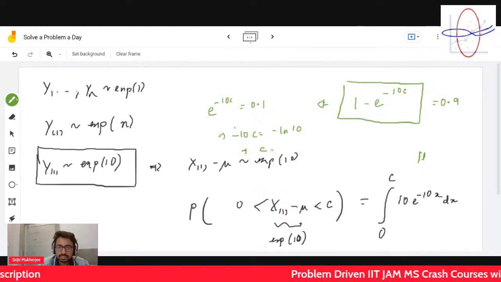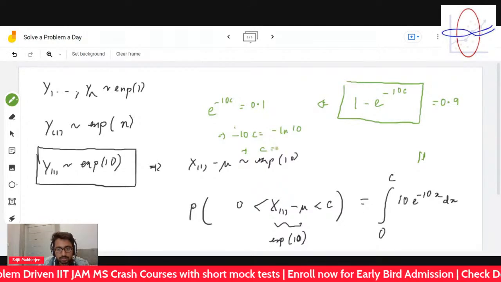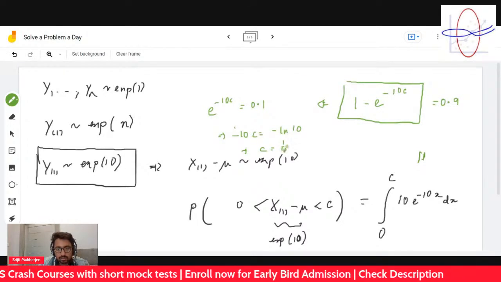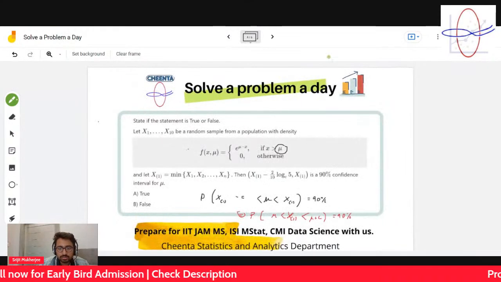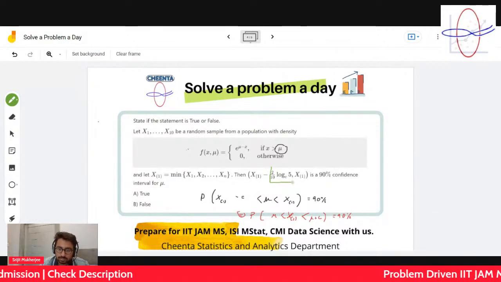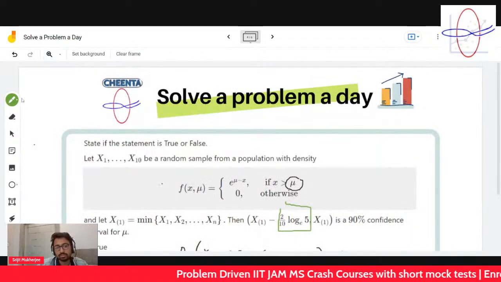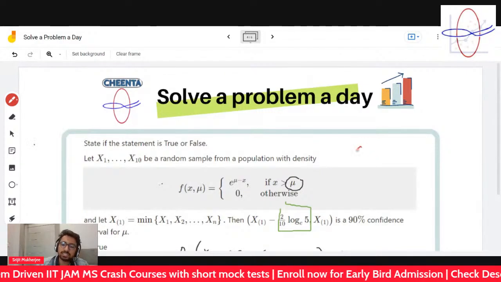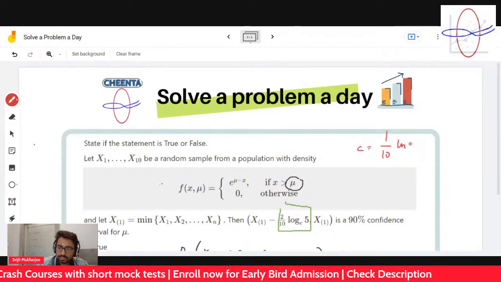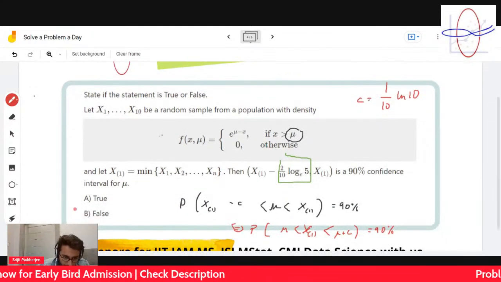So here c must be turning out to be 10 to the power 10. Oh no, sorry. C is turning out to be 1 by 10 of ln 10. Is it given over here? No, it's given something else. So this is not a 90% confidence interval, because for a 90% confidence interval with this c varying, we would need c equal to 1 by 10 of ln 10. But here we have something else, so it's false.